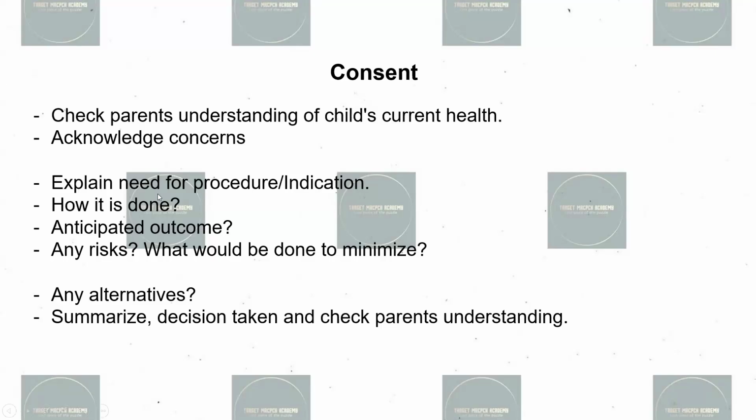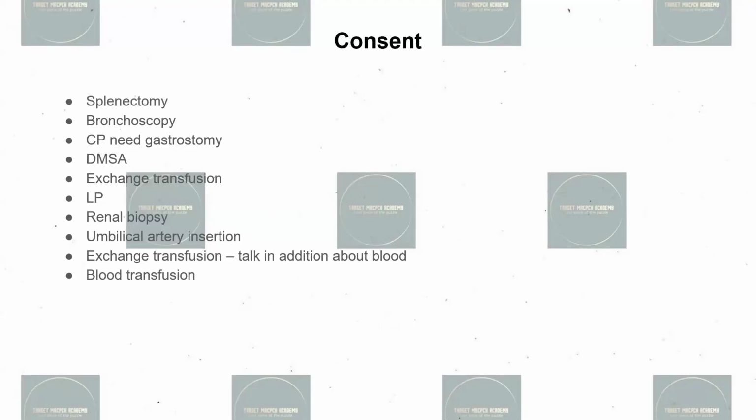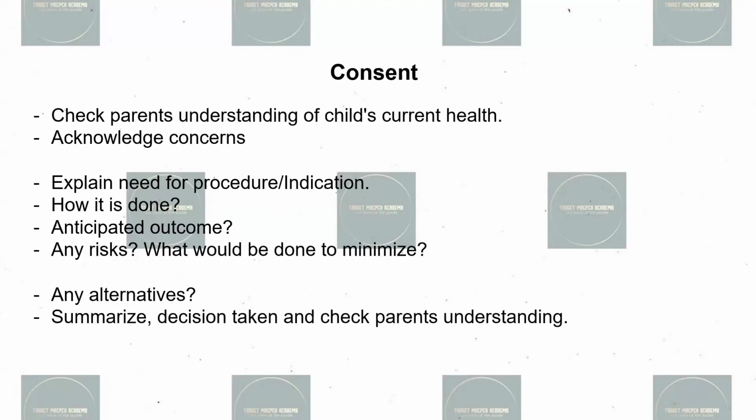Then you explain the need for the procedure and the indication. As I said, you should always talk about the indication. Why does this child need this procedure? After you tell that, you should tell how it is done, like the position of the child, what they should be doing, whether it requires fasting, anesthesia, and all those things, and also the anticipated outcome. For example, if you're doing a lumbar puncture, you would expect to find some organism that will help you choose an appropriate antibiotic. It will help you discuss how long the antibiotic needs to be given and all those things.